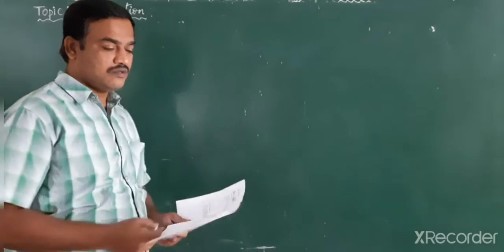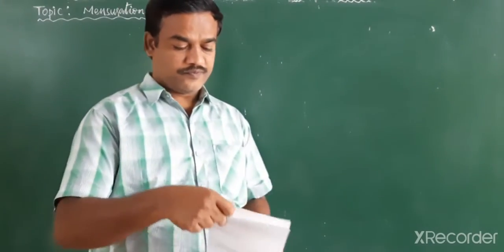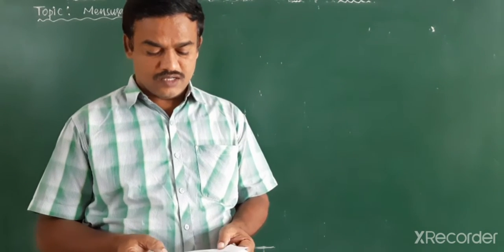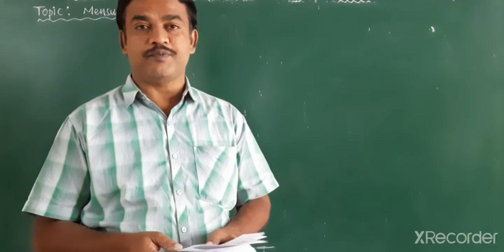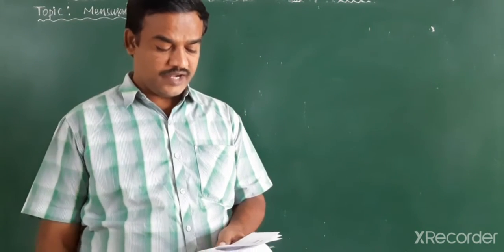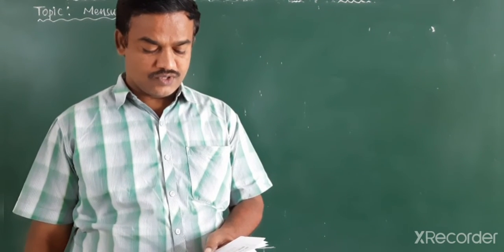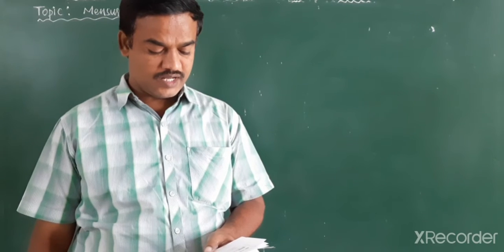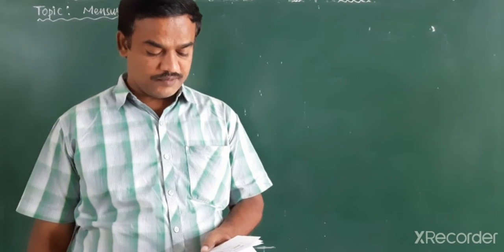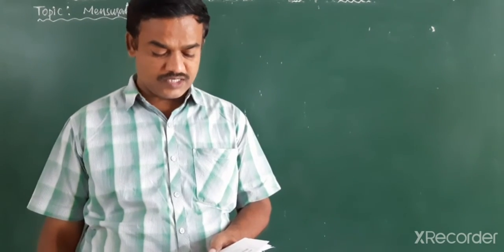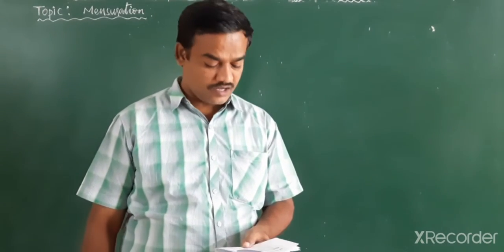Assignment 46, in that the mensuration first problem. A wooden article was made by scooping out a hemisphere from each end of a solid cylinder as shown in the figure. If the height of the cylinder is 10 centimeters and its base radius is 3.5 centimeters, find the total surface area of the article.